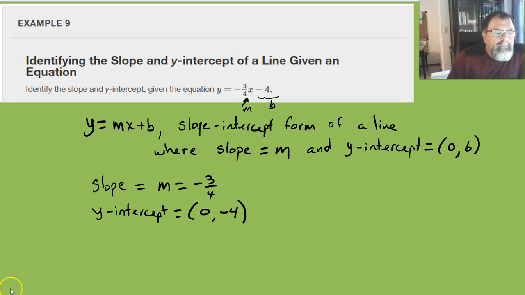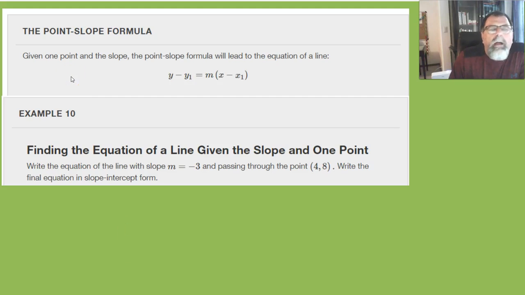Simple as that. Okay, an alternate form for a line is the point-slope formula. Given one point and the slope, the point-slope formula will lead to the equation of the line. So the point was the x1, y1. They should have written that in there, x1, y1. So if you're given one point, you're going to plug in the point x1, y1, and given a slope, m, right? So you're given the slope, m, given a point, you just plug it into this formula. So let's look at example 10.